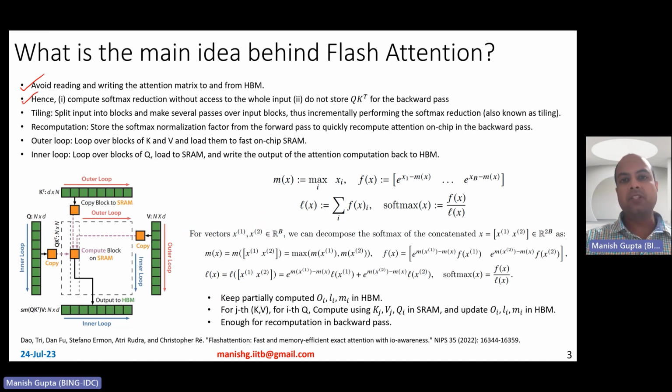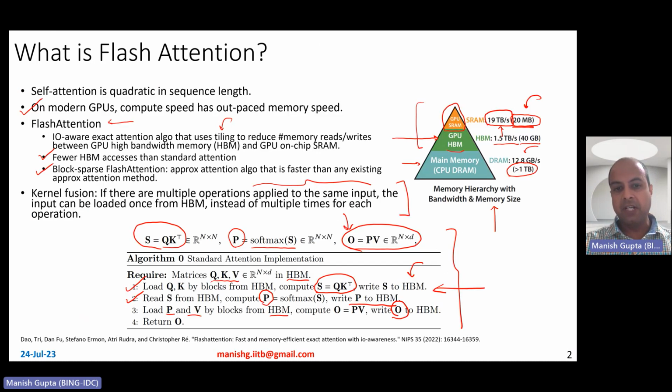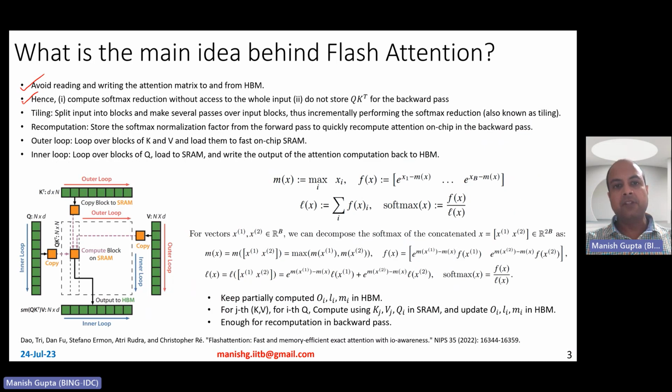One, you want to compute the softmax reduction without access to the whole input, right? So essentially somehow you want to still read Q and K block by block, but you don't want to actually write those blocks to HBM and then read them again to compute P, and then read again to compute O. No, too many reads and writes, right? So to avoid that, you must be able to somehow compute partial softmaxes over only a block of Q and a block of K. Okay, that's the first step.